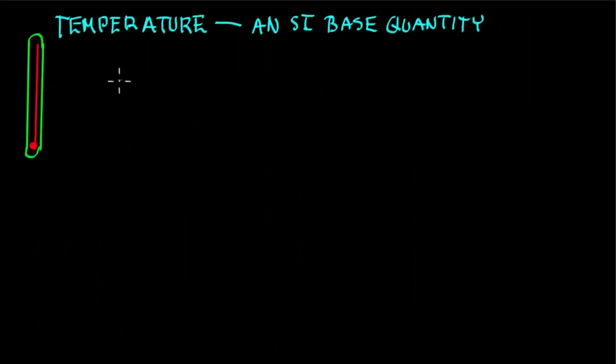This session is on the base quantity temperature in the SI system. And remember, a quantity deals with a number like 273 and a unit. And here we use a K. K stands for Kelvin. The Kelvin scale is the base unit in the international system.